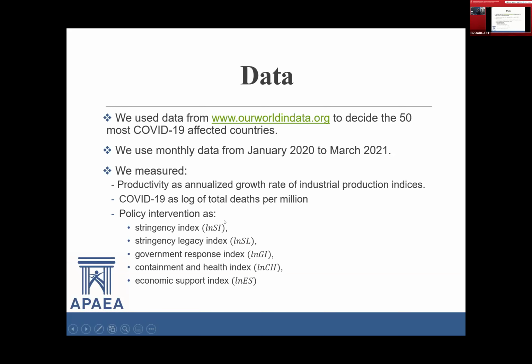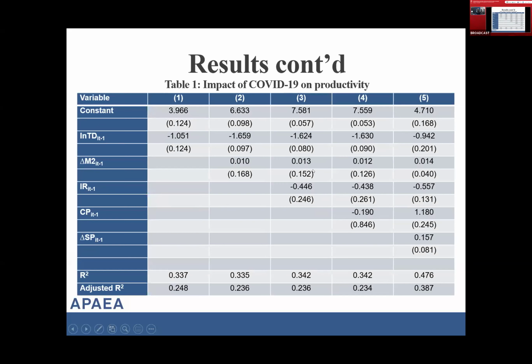Okay, here is the coefficient for COVID. So you can see that the signs are consistently negative, even though the statistical significance appears a bit weak. And we suspect that this is a result of the size of the data.